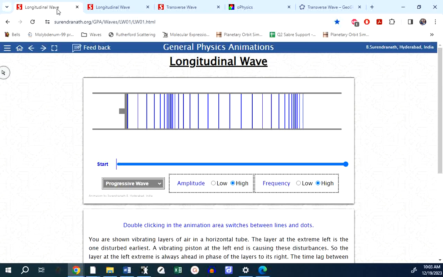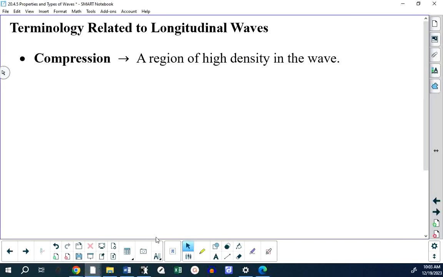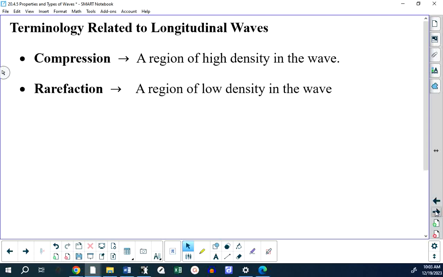So we say that a compression is a region of high density, and I don't know who came up with this word. I don't dislike many words, but I don't like this word. Rarefaction. It doesn't roll off the tongue like most language does. It's a really awkward word. And consider as well that later on we will learn about something called refraction, which is different. Okay? So a rarefaction is a region of low density in a wave.